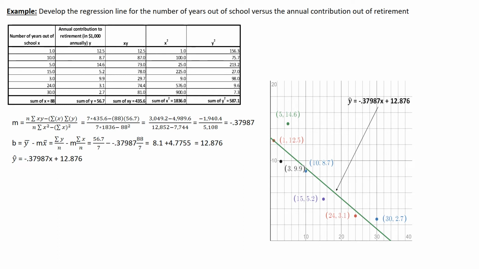Now there's another set of data we're looking at from before. This is the number of years someone's out of school versus their annual contribution into a retirement fund. And as before, I'm going to use the same method. I've got my sum of x, my sum of y, my sum of xy, my sum of x squared, my sum of y squared. I'm going to plug this in to find my slope.